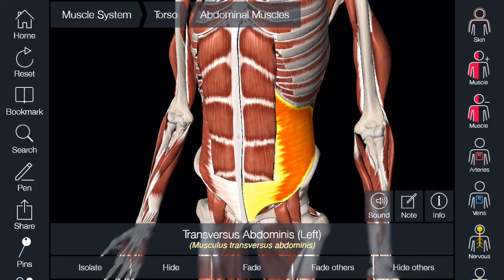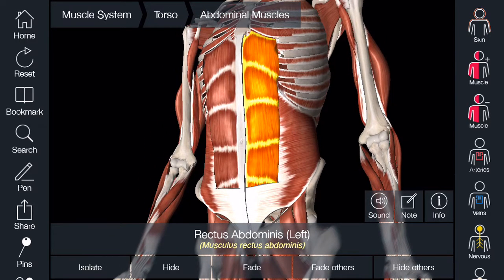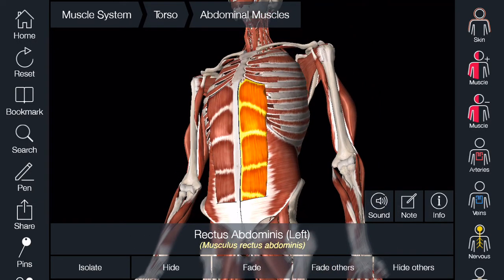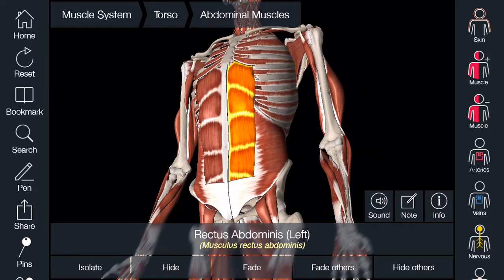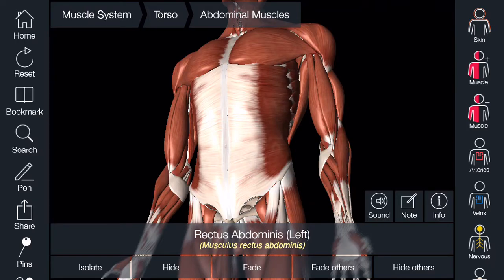Then we have the rectus abdominis, aka the six-pack. You need to know the origin and insertion of these. The origin is the pubic bone, so that would be under. Oh, yeah, I can't show that, but it's okay. Origin is pubic bone, and the insertion is the sternum and ribs 5 to 7. What is the action of the rectus abdominis? Compression of the abdomen, flexion of the vertebral column. And that is it for the muscles of the abdominal wall.